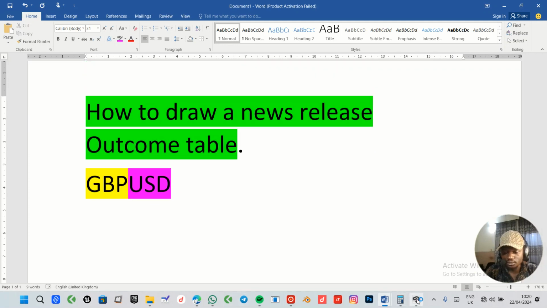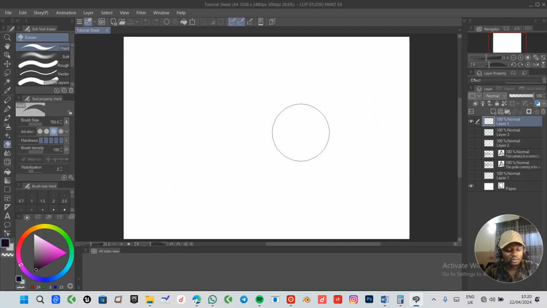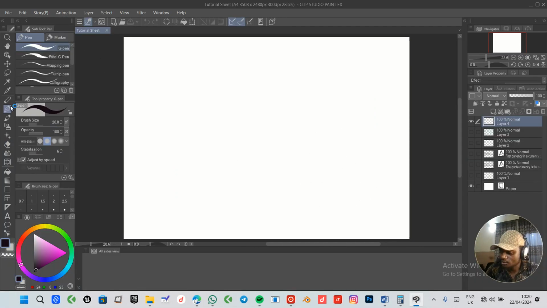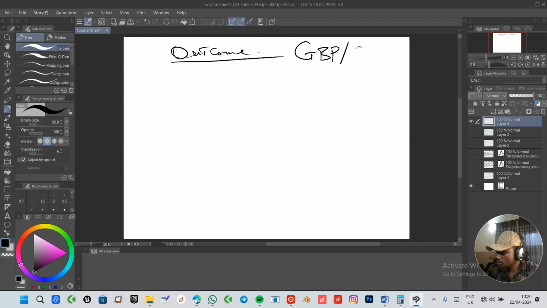Let's do it on Lip Studio Pens. Okay, let's do it here. I'm going to show you gradually, so follow me closely. You see what I'm going to do now. Let's do a rough one, then we do a Microsoft version of it. So this is an outcome table. Let's say I'm trading GBP CAD, GBP over Canadian dollar.